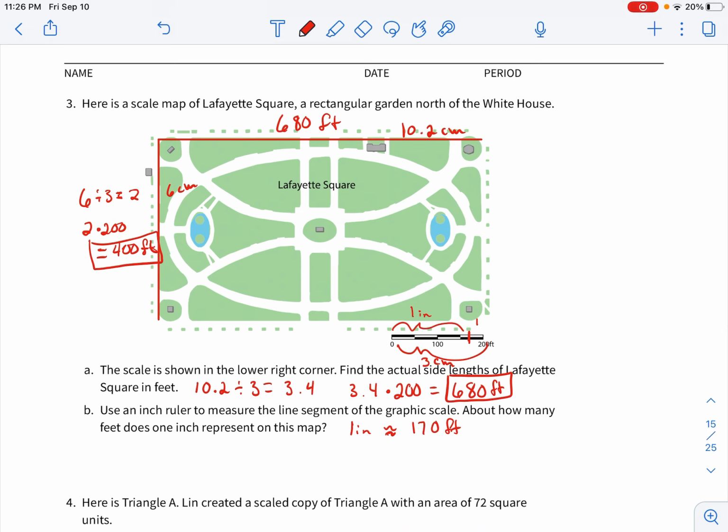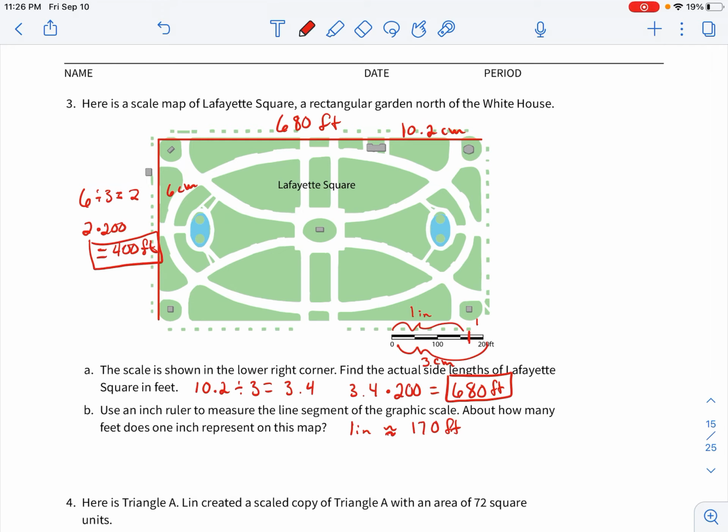All right, number 3, it says here is the scale map of Lafayette Square, a rectangular garden north of the White House. Okay, we need to find the dimensions of the sides. So it gives us the scale down here. So I use the centimeter side, and on my scale, it showed that that was about 3 centimeters.